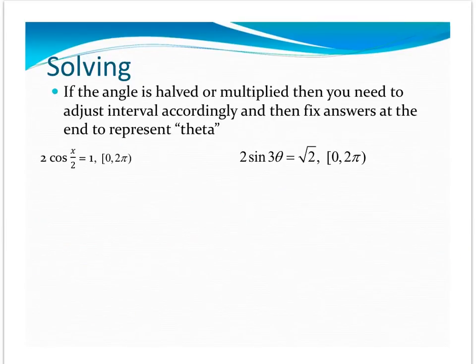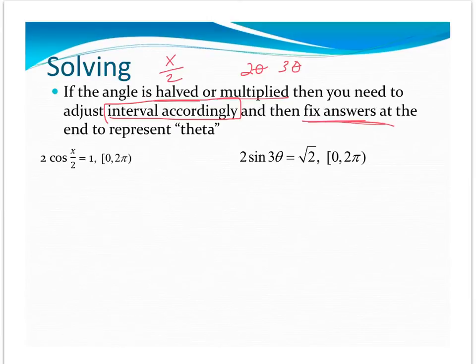Alright, sometimes our angle will be halved or multiplied. So you might see a 2 theta or a 3 theta or an x halves, theta halves. When this happens, we have to adjust our interval. So if we see an x halves, we have to divide our interval by 2. If we see a 2 theta or a 3 theta, we have to multiply our interval by 2 or by 3. That will allow us to go around the circle more times or not go around the circle as much. Once we get all of those solutions, then we have to fix the answers by either multiplying or dividing accordingly.